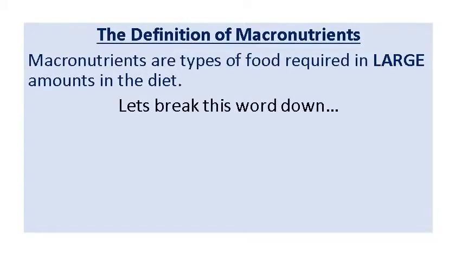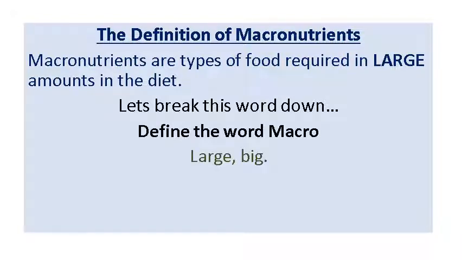Definition of macronutrients. Macronutrients are the type of food required in large amounts. You can make a note of this or think of it in this way, breaking that word down so it makes a little bit more sense. Macro and nutrients, break them down into 2 parts. You define the word macro, meaning big, large. So we need these nutrients in large amounts, macronutrients.